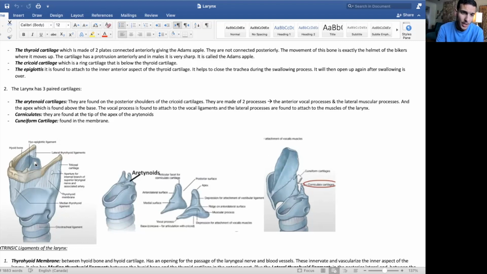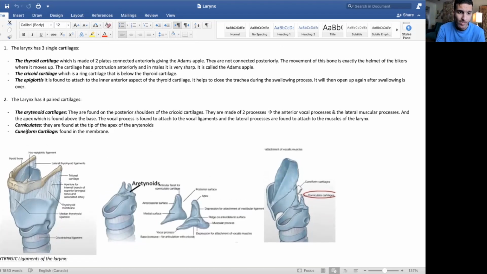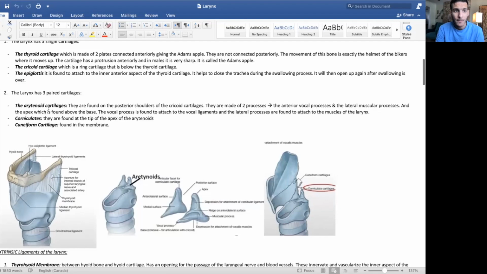So this part right here would go back, and that movement would close the laryngeal inlet. Okay, I'll probably show you a little bit later about the epiglottis, but maybe we can see better images. Now we're going to talk about the paired cartilages. Before we move on, so far we've talked about the cricoid cartilage here, the thyroid cartilage, and the epiglottis right here.